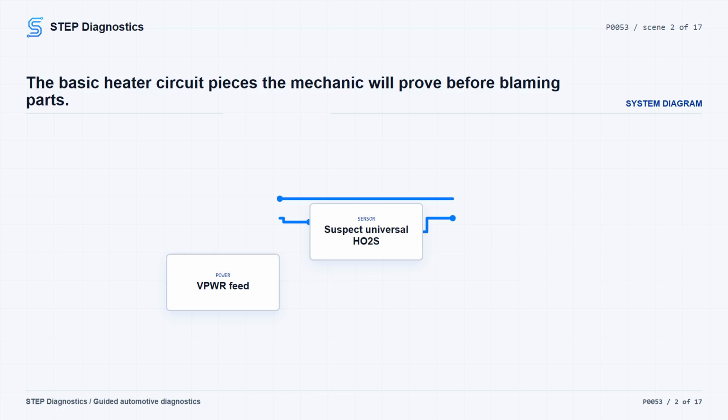Start with the basic system checks. If other codes are present, check what they mean first. But for this job, stay focused on the suspect universal HO2S indicated by P0053. If the engine or exhaust is hot, take the normal precautions around hot components. Some heater checks may be made after the heater has been on for 2 minutes, so treat the exhaust area like it can be hot.